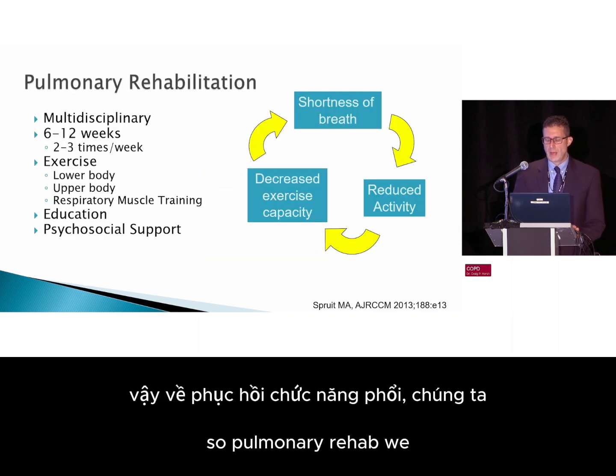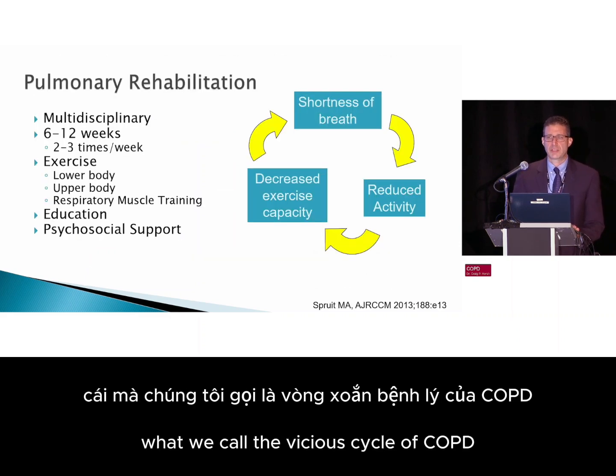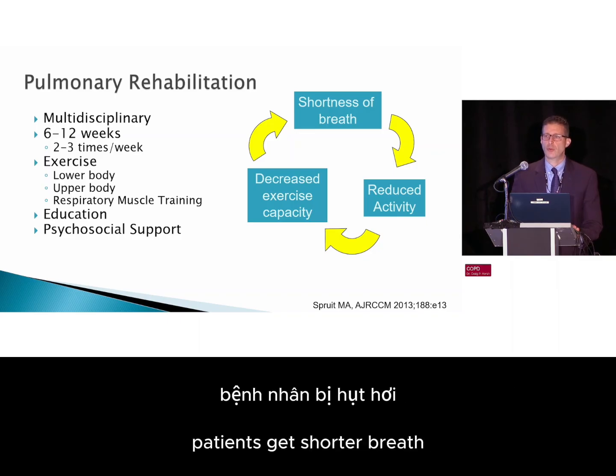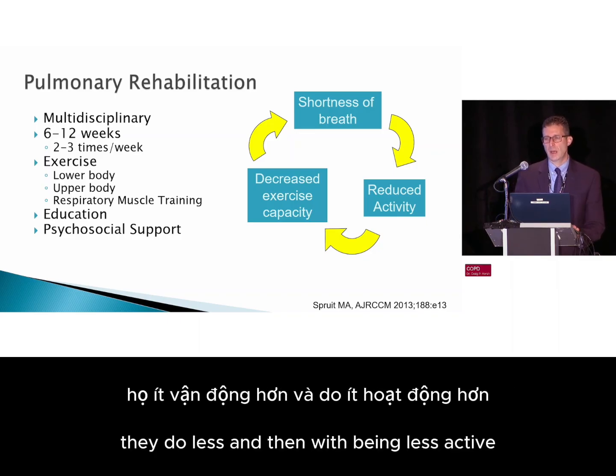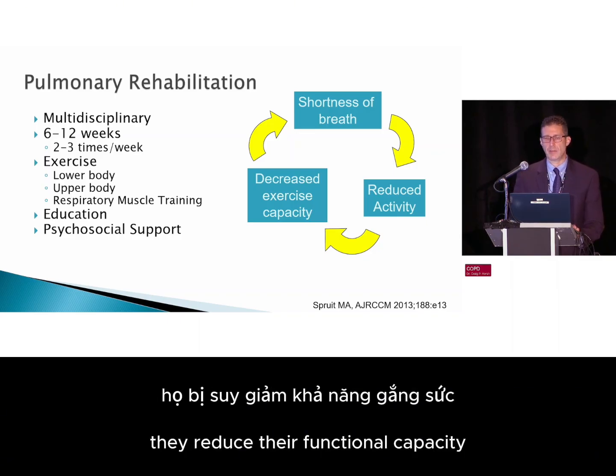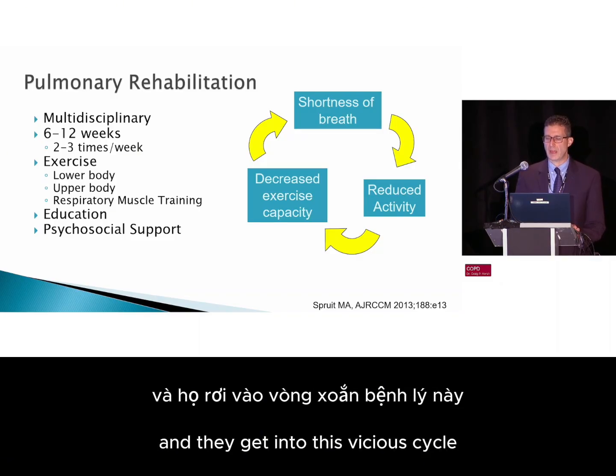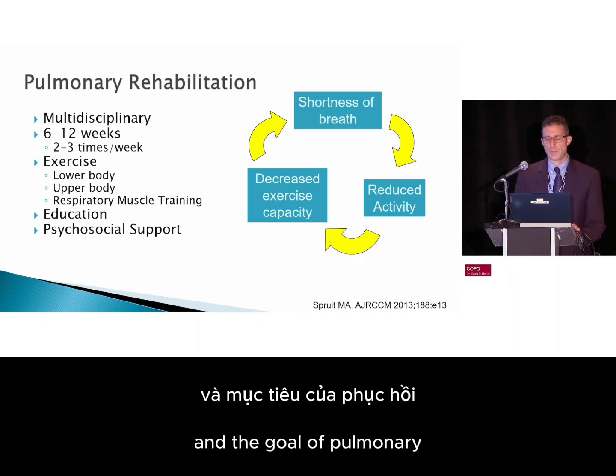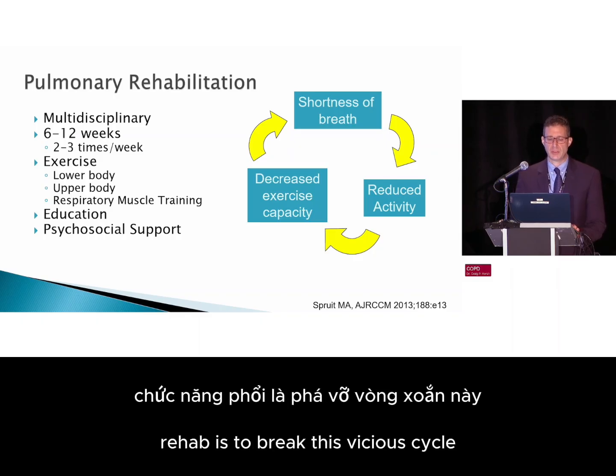So pulmonary rehab, we show on the right here what we call the vicious cycle of COPD. Patients get short of breath, they do less, and then with being less active, they reduce their functional capacity, and that leads to more shortness of breath, and they get into this vicious cycle. And the goal of pulmonary rehab is to break this vicious cycle.